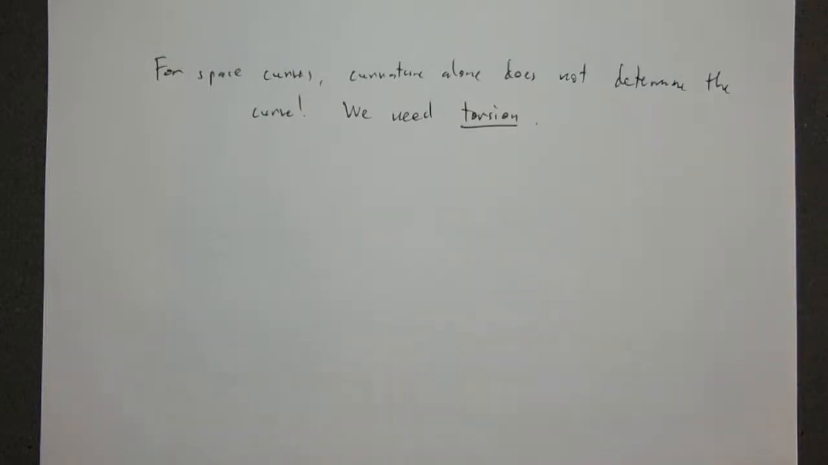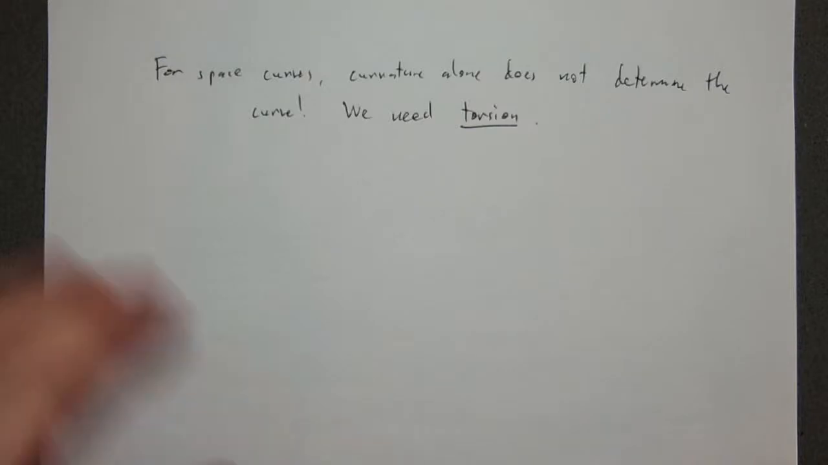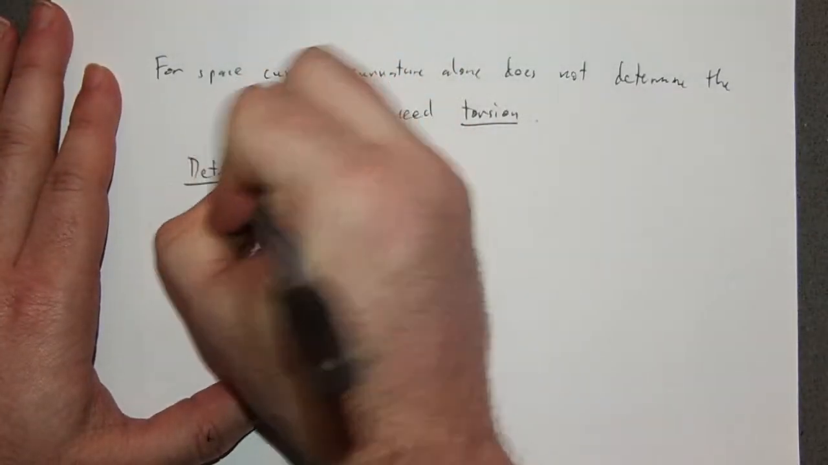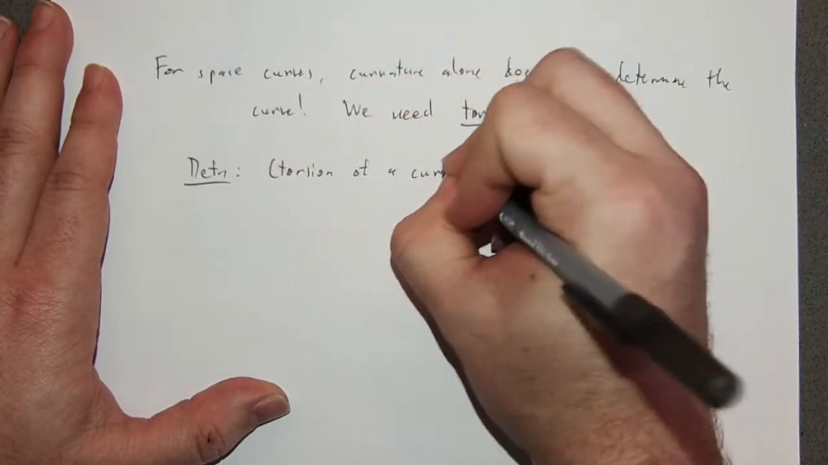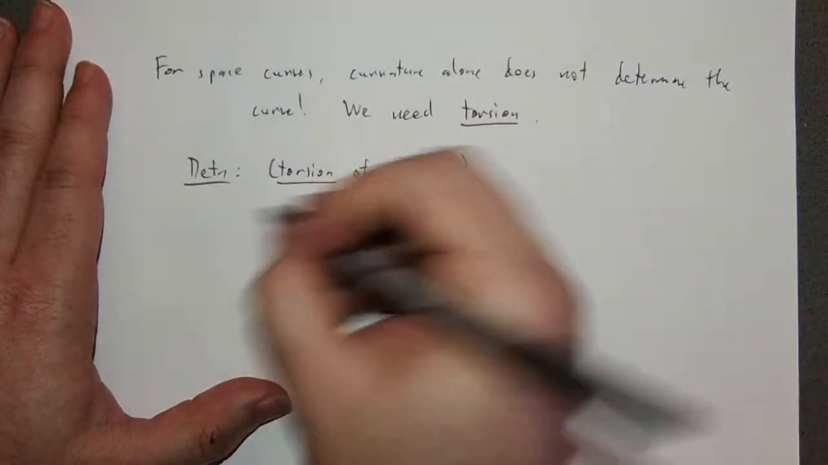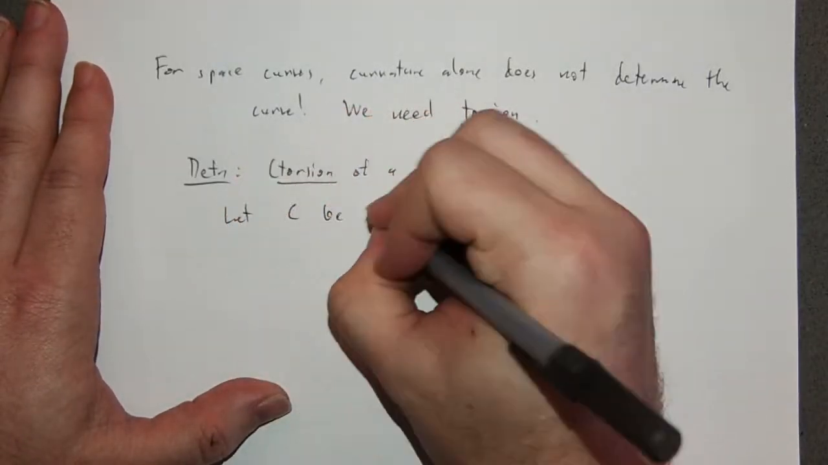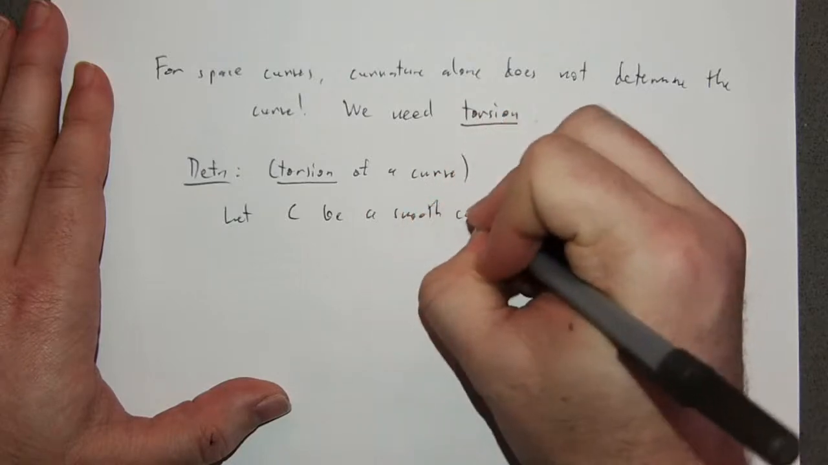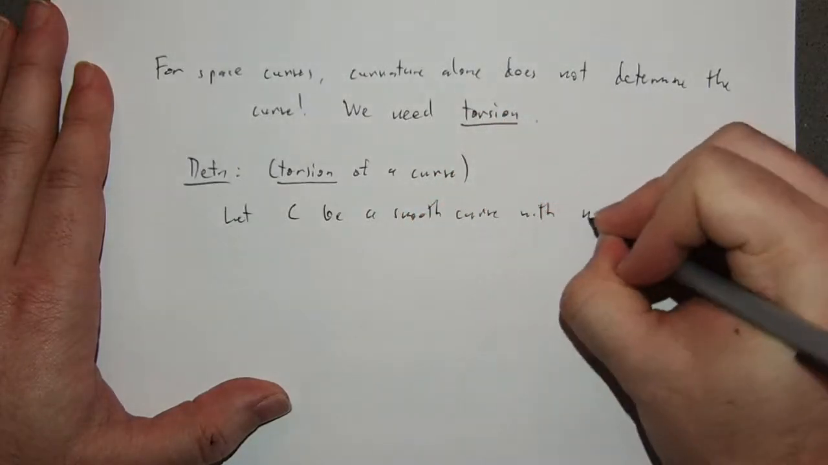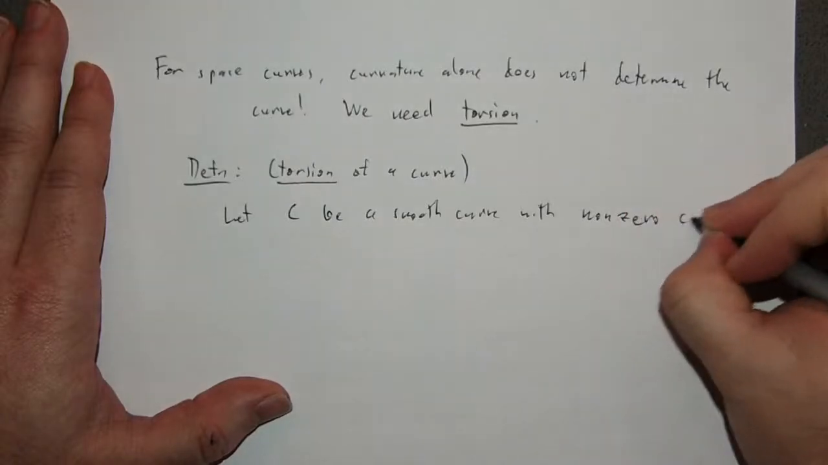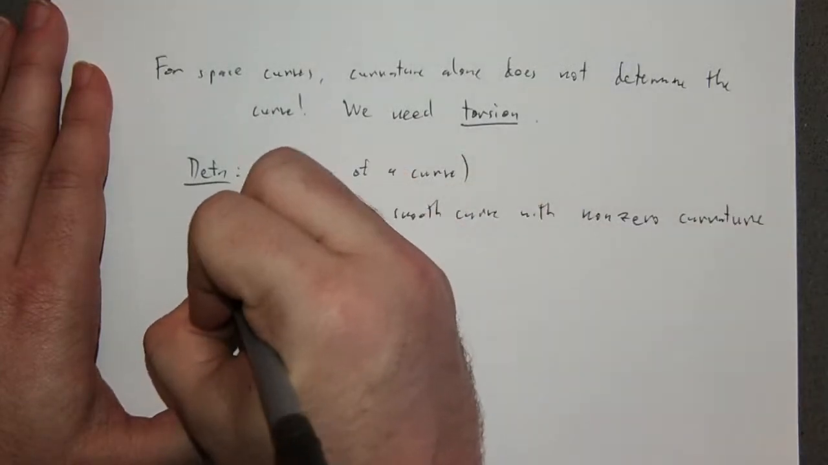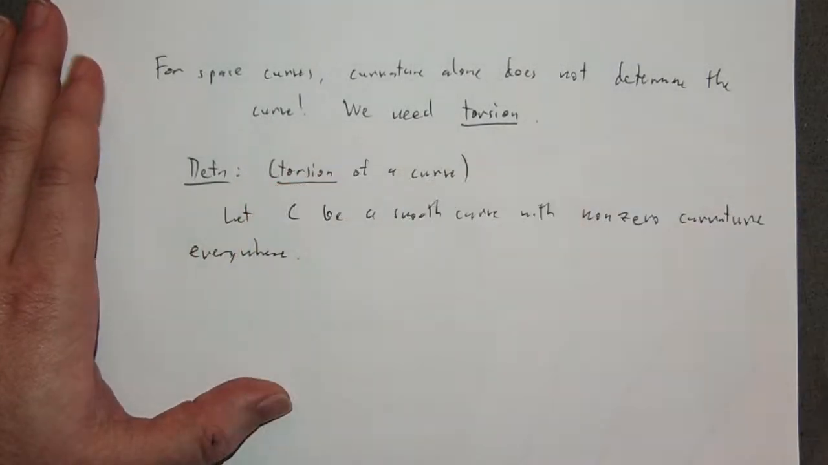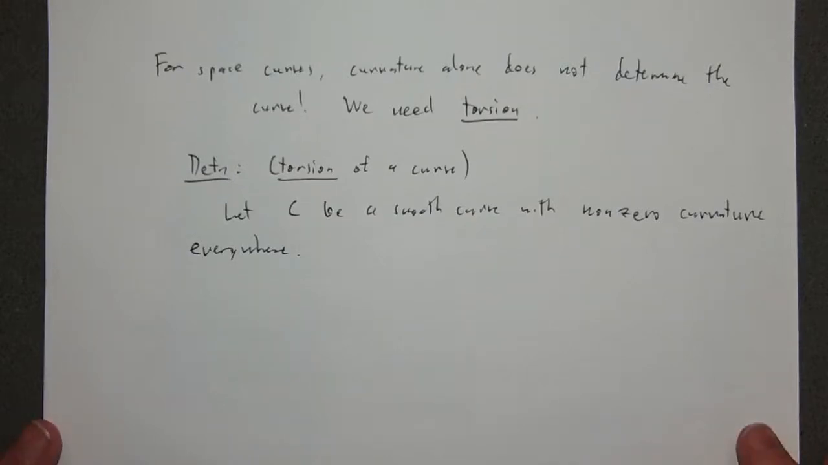Definition of torsion of a curve. Let C be a smooth curve with non-zero curvature everywhere. You will see why this is required. So it's got to have non-zero curvature everywhere or we can't define the torsion.